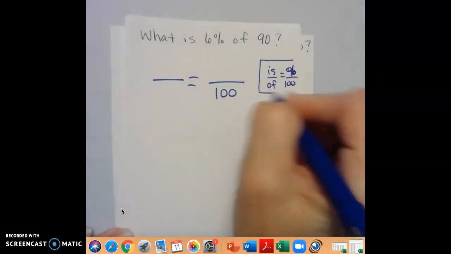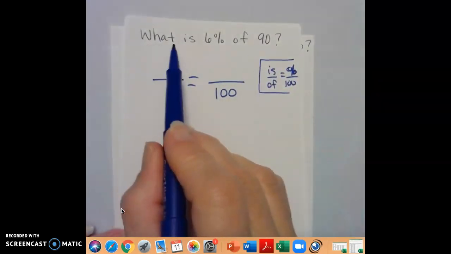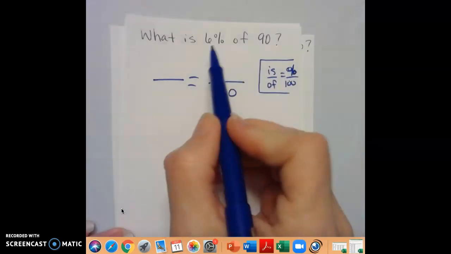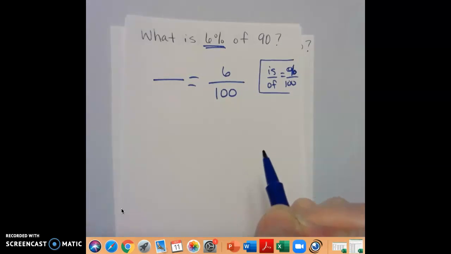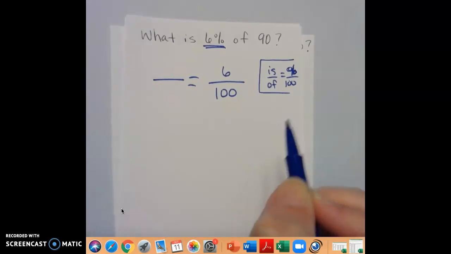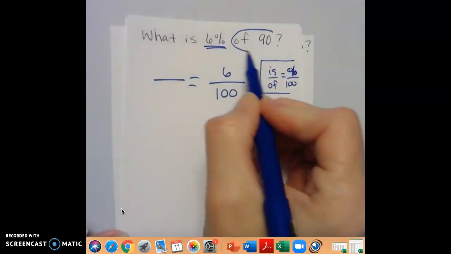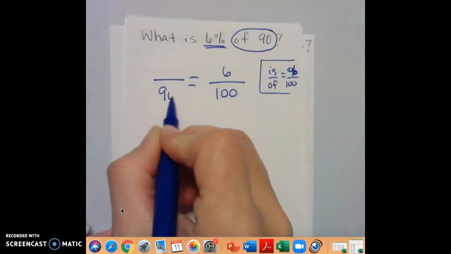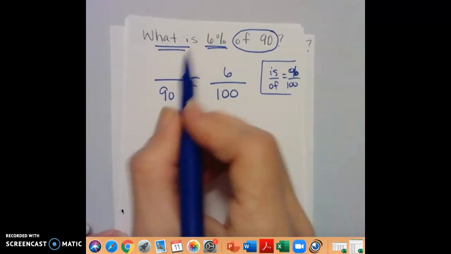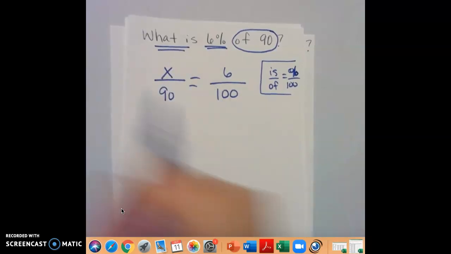And if I look at this, what is 6% of 90? Well, to me, the easiest thing to notice is that 6%. So I'm going to put 6 over 100. And then it says of 90. Of 90 is my whole. So of goes on the bottom. And then it says what is. That means that's our x. We don't know what it is. That's what we're looking for.